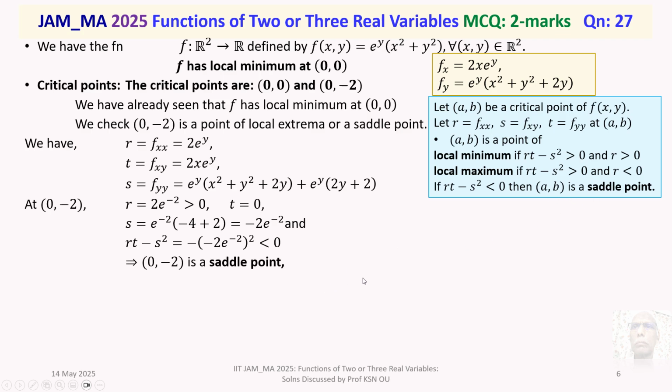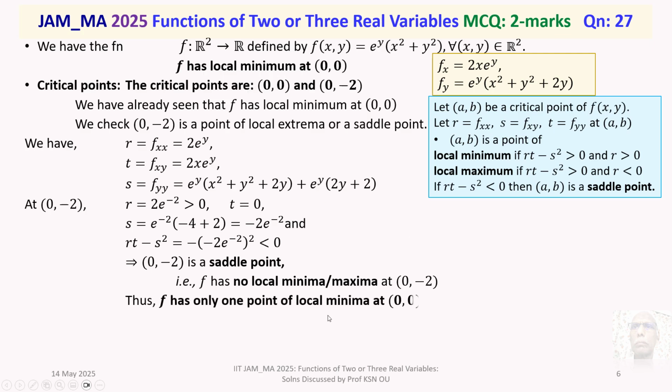What do you mean by saddle point? That is, f has no local minima or local maxima at (0, -2). So at (0, -2) we don't have a local minimum or maximum, but we have already seen f has a local minimum at (0, 0). Therefore f has only one point of local minima, at (0, 0).